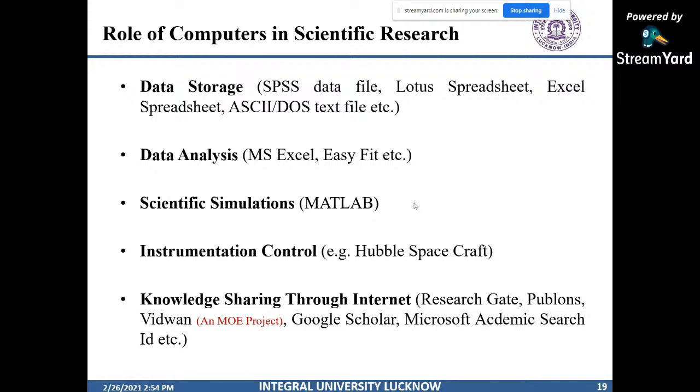Publons will create your CV in the form of charts: how many citations you have, how many papers you have reviewed, how many papers you have published, what your H-index is, what your i10 index is. All this information you will get from there. These are very good.